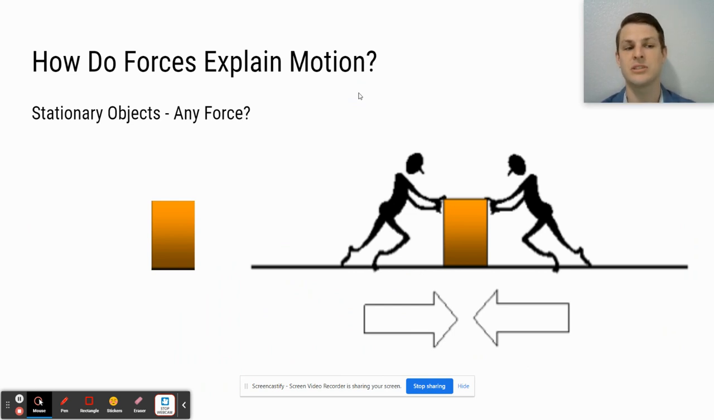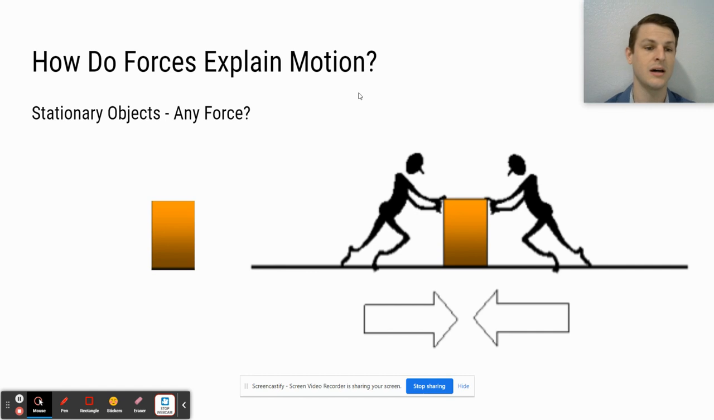So my last question is to you: how about stationary objects? I have two boxes here. Do they have any forces being applied on them? I'll let you answer that yourself. The answer is yes. So in both images, one has 2 forces, the other one has 4 forces.